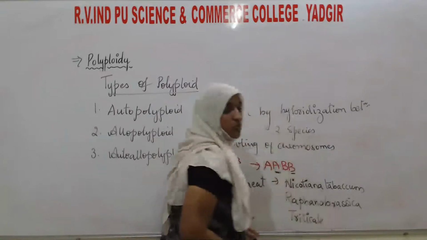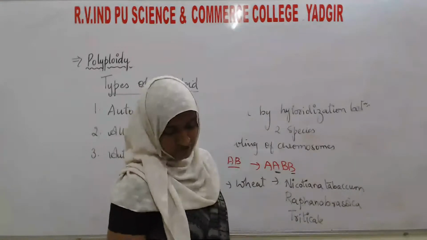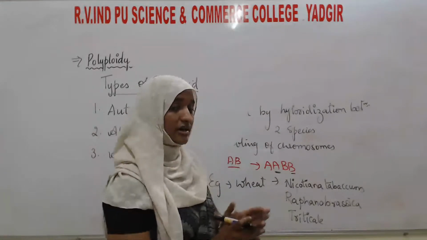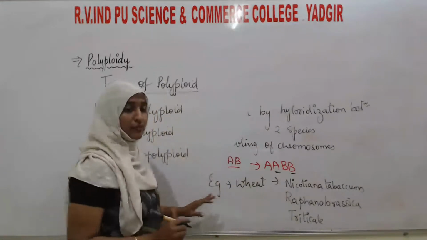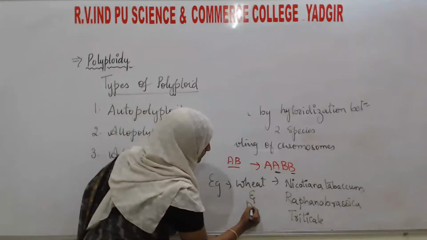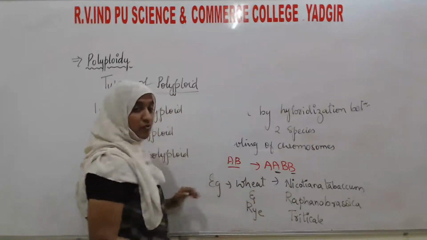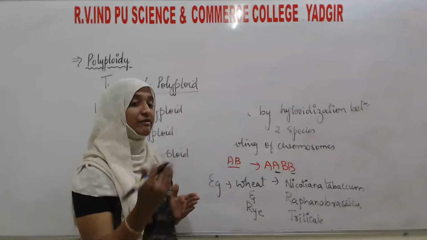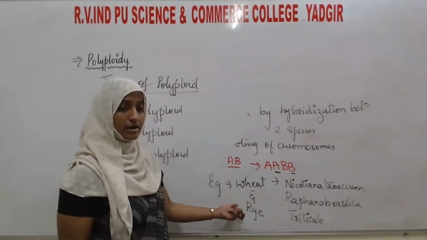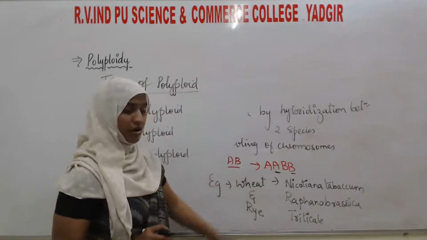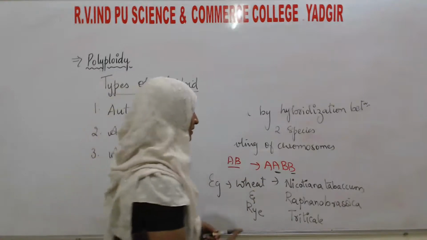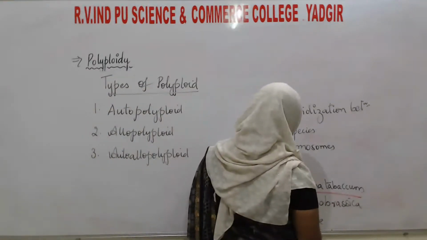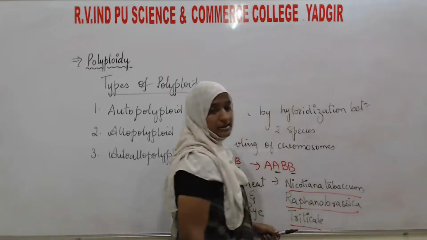These are the new varieties of what? Wheat, which is developed by what? By crossing two different species, wheat and rye. They are not going to cross wheat and wheat, but wheat and rye, and they got the new varieties, that is Nicotiana tabacum, Raphano brassica, and Triticum.